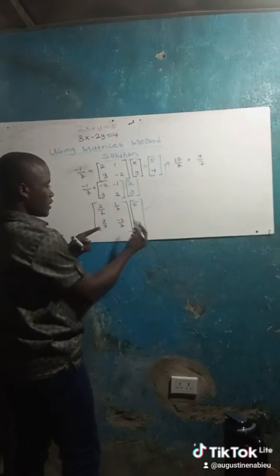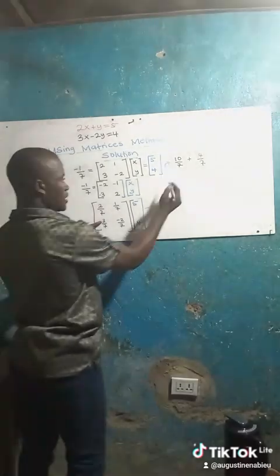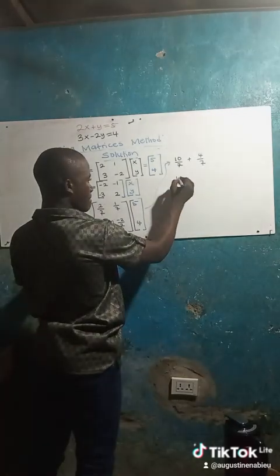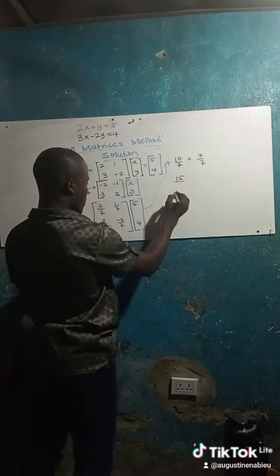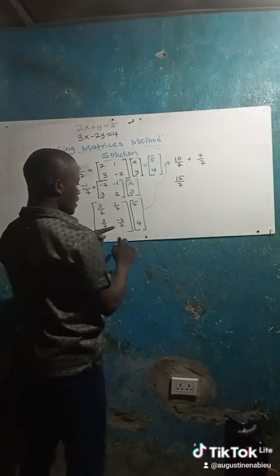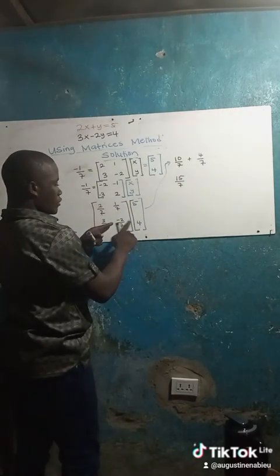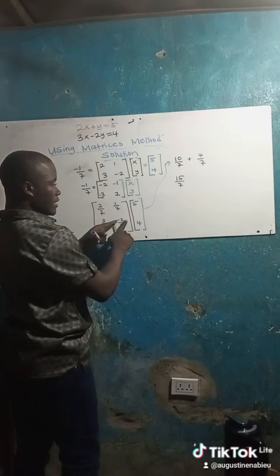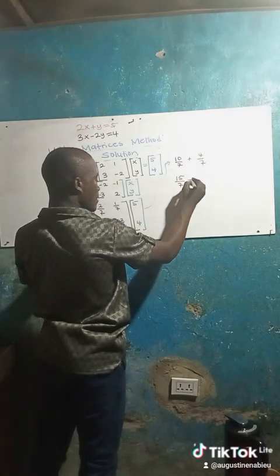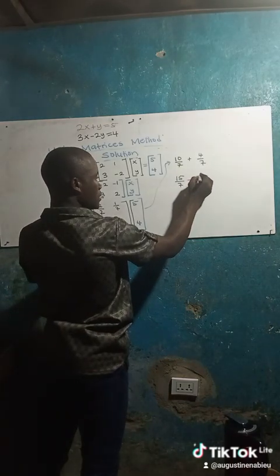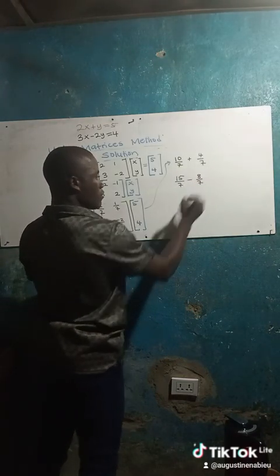And then next, 5 times 3 is 15 divided by 7. 4 times 2 is 8, and negative times positive is negative, so we get minus 8 over 7.